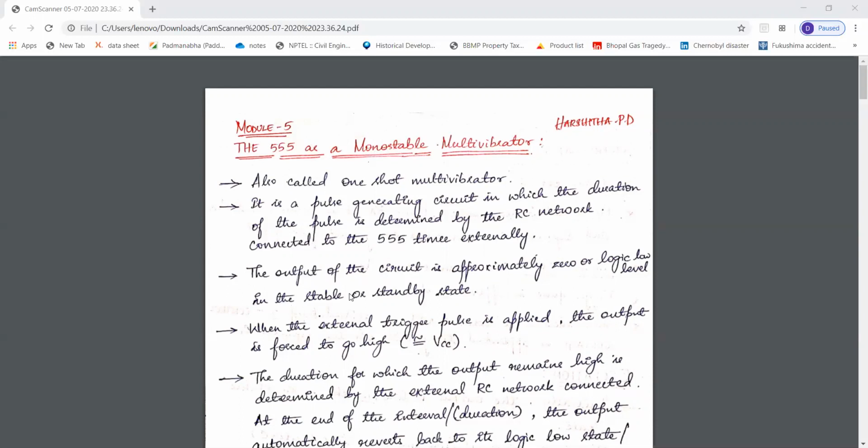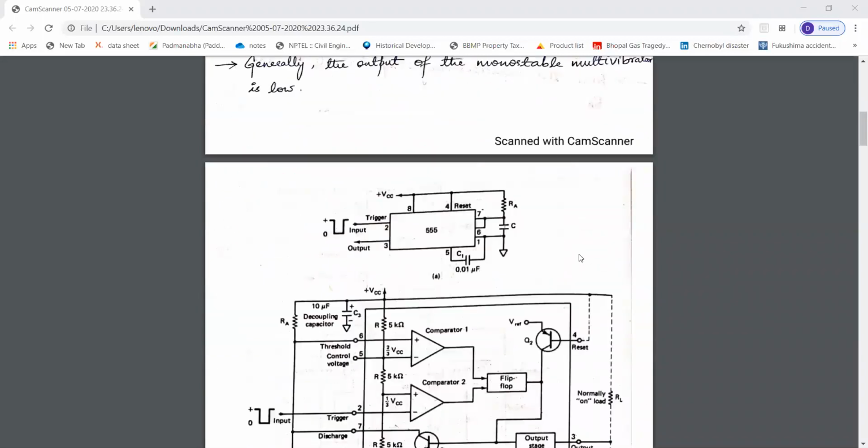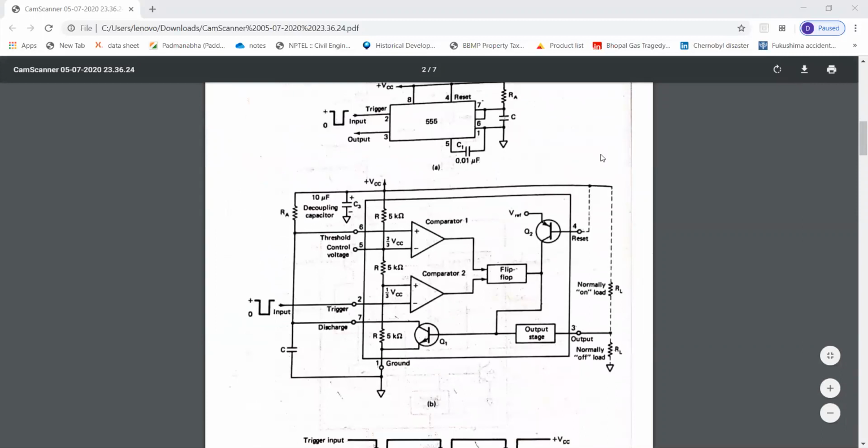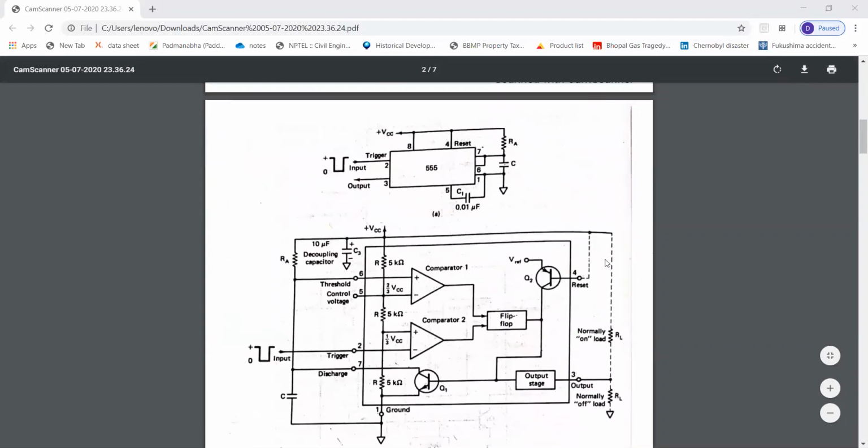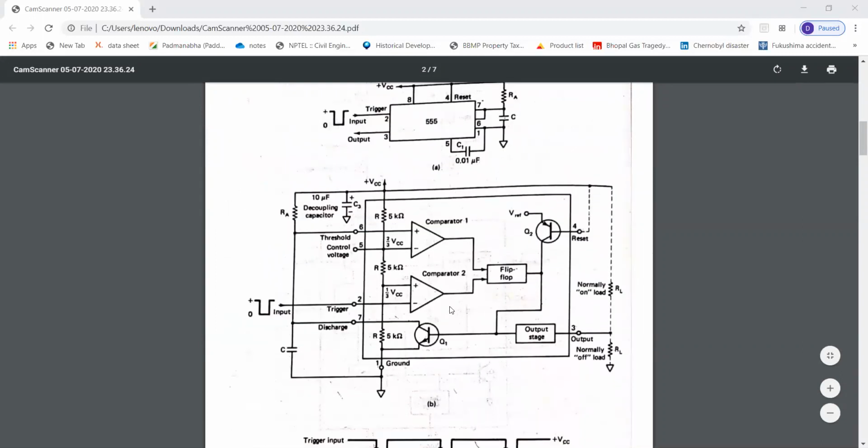In this condition, the output of the timer will be approximately 0, or logic low level. Whenever a trigger pulse is applied externally, the output is forced to go high, which will be almost equal to VCC. This is the pin diagram of the monostable multivibrator. This is the circuit configuration of the monostable multivibrator in detail.